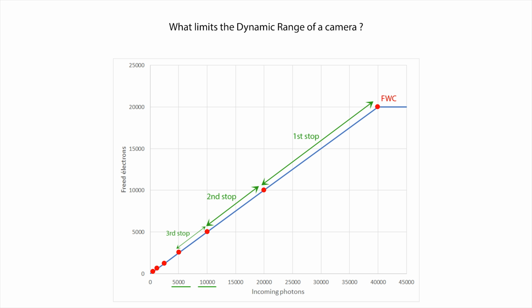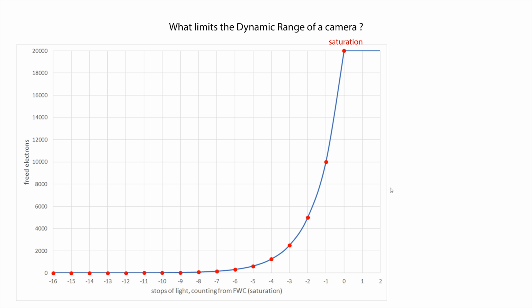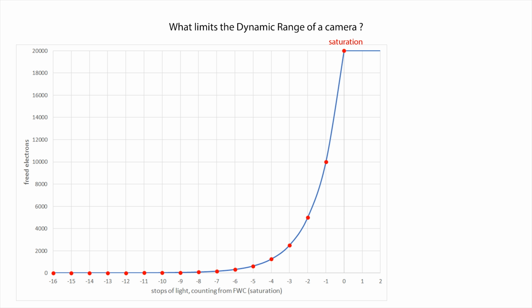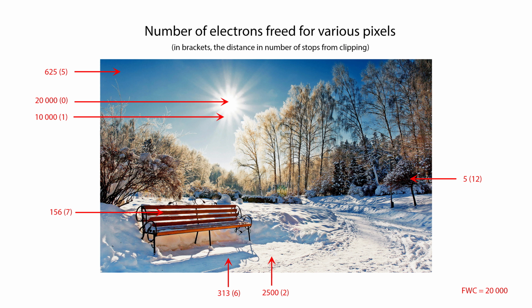So if we change the scale to stops of light, now the curve looks like this. So it's the same curve. These 2 curves are the same. The only thing that's changed is the scale. Here it was incoming photons, now it's stops of light. And if you want to have a scale with stops of light, you have to point out what is your 0. So in our case, I chose to place the 0 at saturation, at the full well capacity.